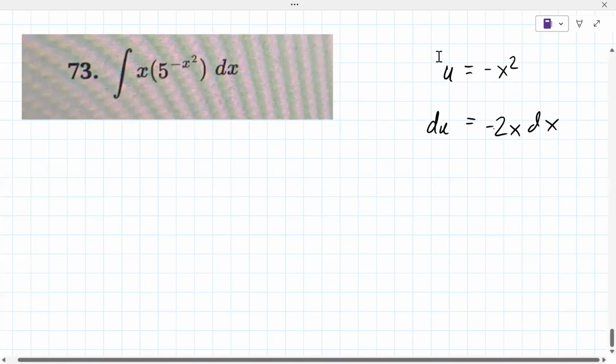You're going to put your u back in. You're going to solve for dx and replace that. You're going to see that the x's cancel. You'll have a fraction, and then you'll integrate like we've been doing.